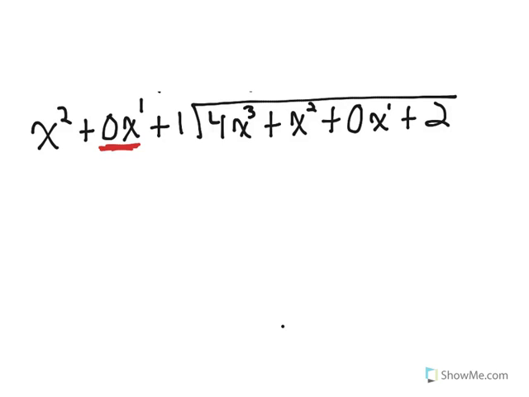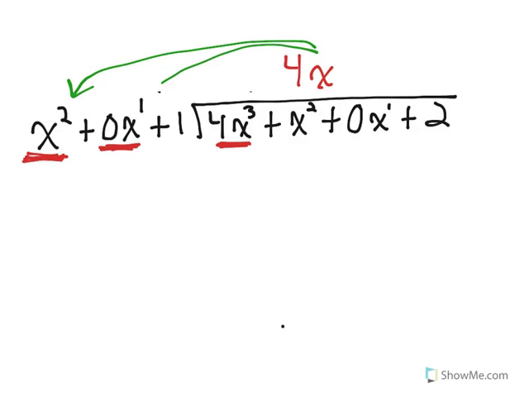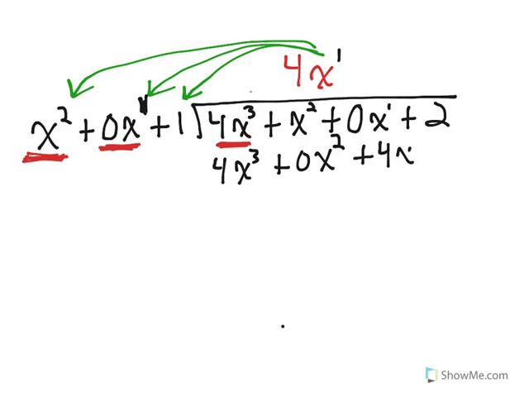So now, once again, we look at the first term on the outside and the first term on the inside, and do that division. 4x to the third divided by x squared is 4x. Now we want to multiply that 4x times all three terms on the outside. 4x times x squared is 4x to the third power. 4x times 0x is plus 0x to the second power. Remember, add those exponents. And 4x times 1 is 4x.